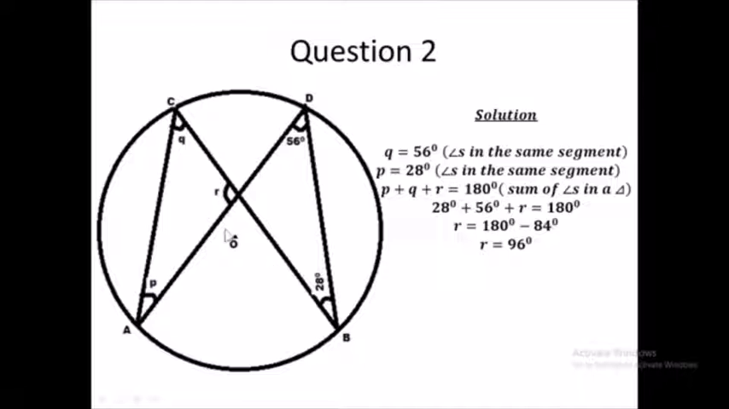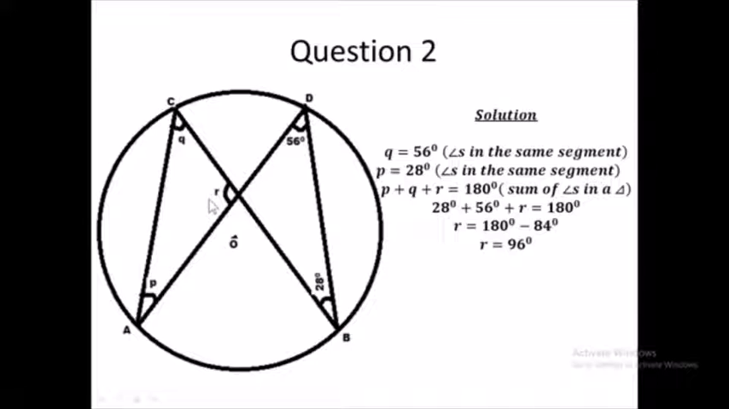Then if we know our Q and we know our P, we can find our R because they are in a triangle. The sum of angles in a triangle is 180 degrees. So since we know our P and Q, add everything together plus R: we have 28 plus 56, which gives us 84. Then remove 84 from 180 degrees, and that gives us 96 degrees.